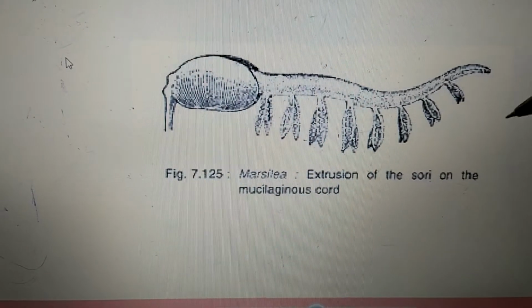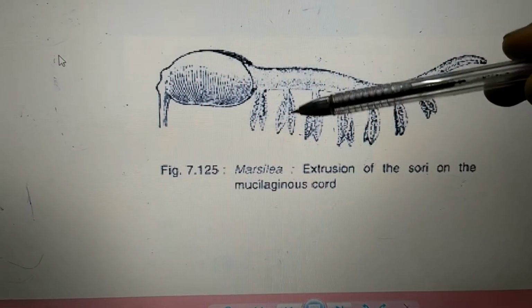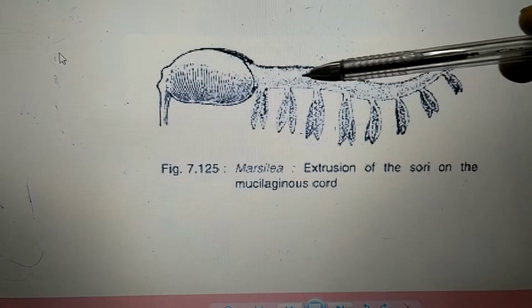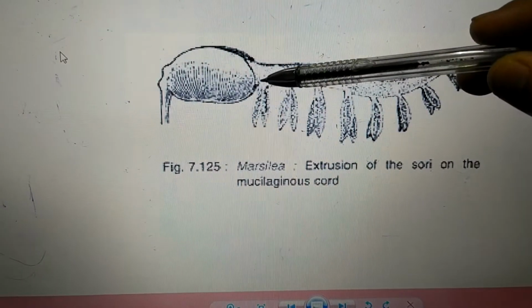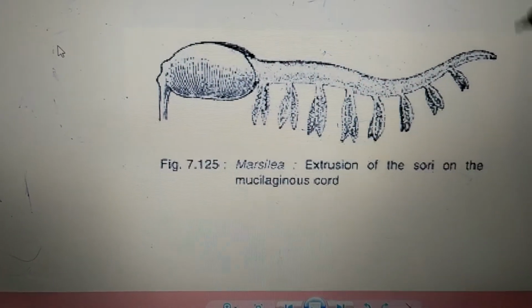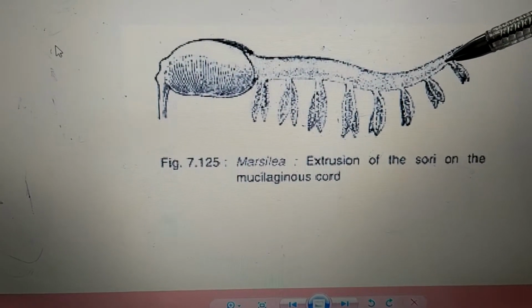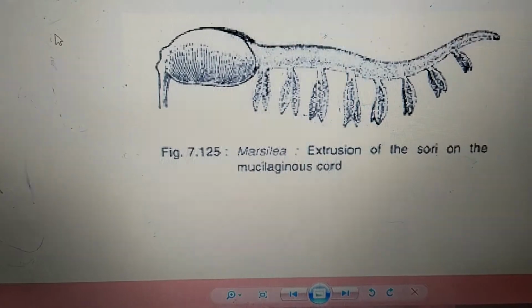When it splits open, the splitting is followed by the emergence of a long worm-like gelatinous structure to which sori are attached. This is that gelatinous ring to which sori are attached, and it appears like a worm-like structure. This mucilage cord may become 10 or 15 times larger than the sporocarp by absorbing water.